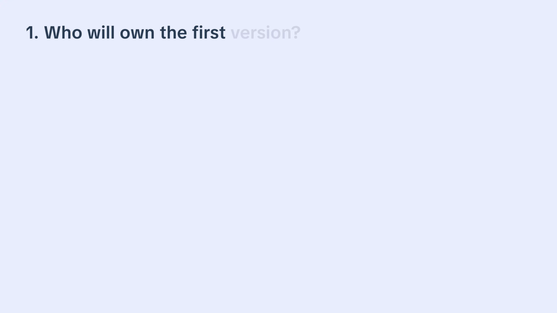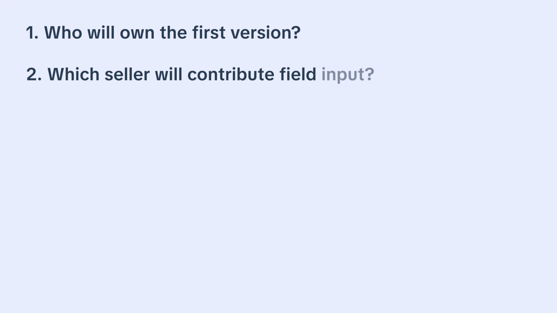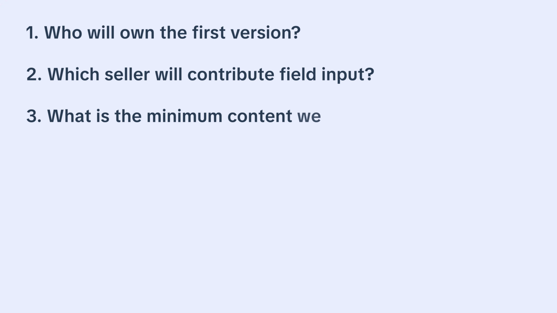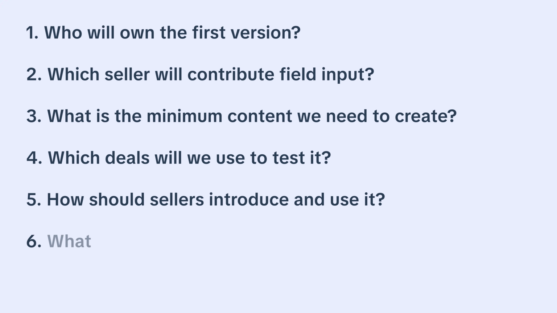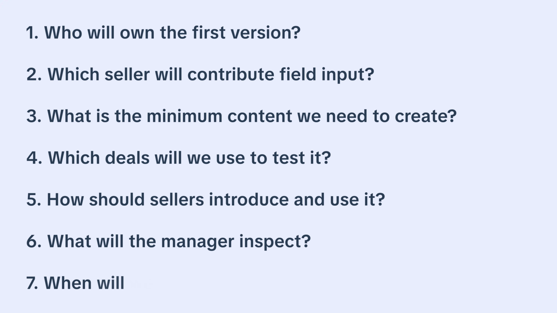The manager then checks whether it was co-created, whether buyer concerns were added, and whether it led to clearer next actions. So you review the result after 3 uses or within, let's say, 30 days. And then before the session ends, you agree on a few points. Who owns the first version? Which seller will contribute field input? What is the minimum content that we need to create? Which deals will be used for the test? How should sellers introduce it? And what will the manager inspect? And finally, when will you review what happened as a whole?